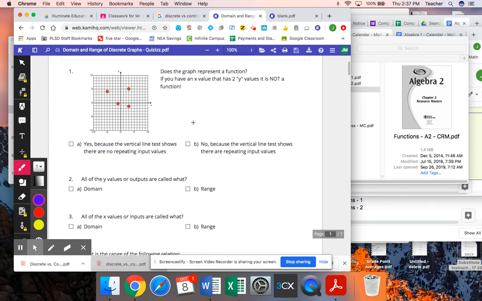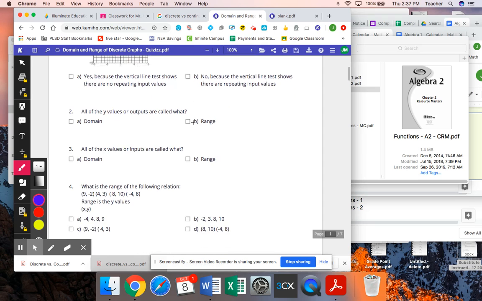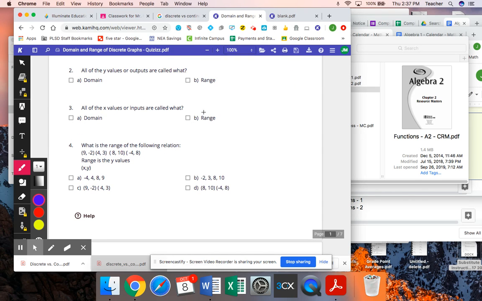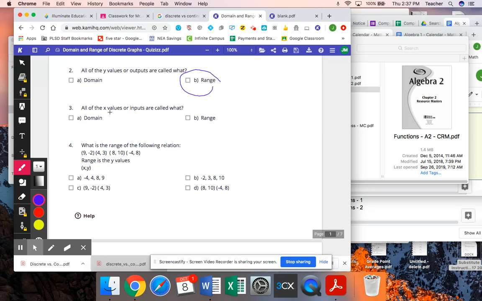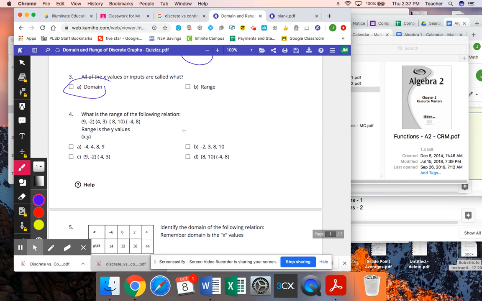Like number one, I'm not worried about. It's about whether or not it's a function. Number two, all the y values are the outputs. We just said that's the range. That's good. All the x values are the inputs. Those are the domain. That's good. Now, what's the range of the following relation? Remember, the range is the output. And in every ordered pair, you have an x value and a y value. That's the output. That's going to be the range.